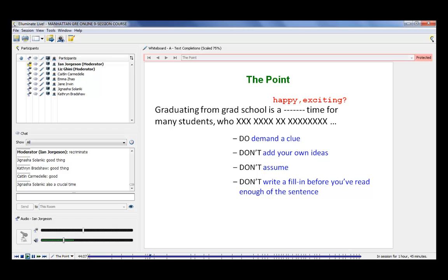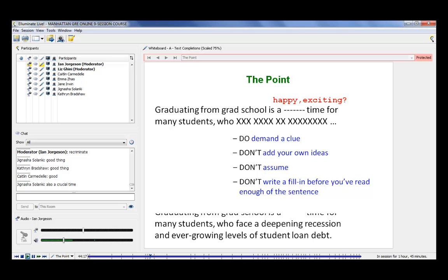Okay, but let me show you the sentence down here. Let me show you what that sentence looks like if we take a look at the entire thing that we left off at the bottom. Graduating from grad school is a blank time for many students, who face a deepening recession and ever-growing levels of student debt. Now what do you guys think? Is happy, exciting still a good answer? Now what kind of answer should we use?